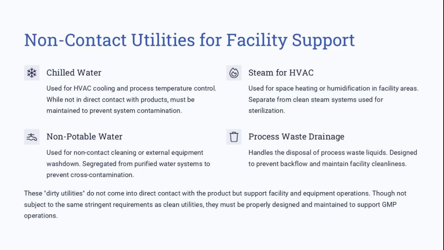Non-contact utilities support facility operations without direct contact with the product. These include chilled water, steam for HVAC, non-potable water, and process waste drainage. They must be properly designed and maintained to support GMP operations and prevent contamination.